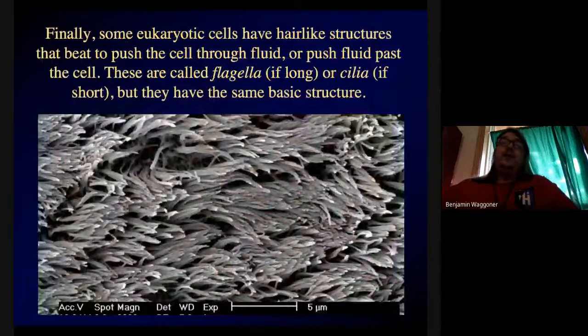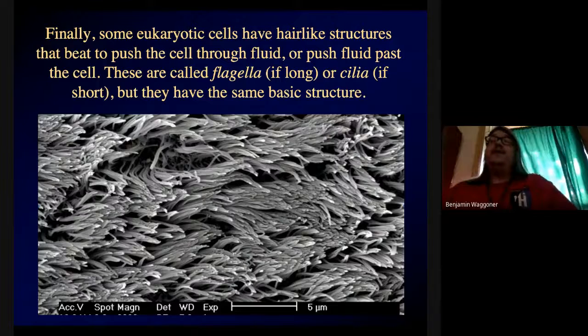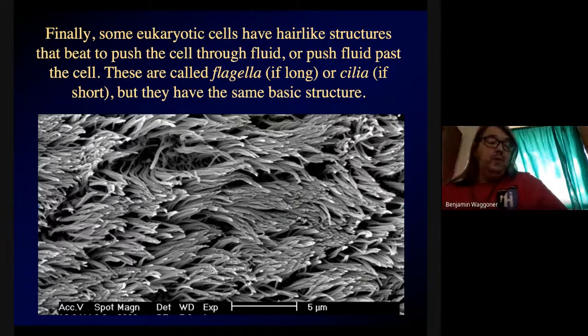Finally, there are some eukaryotic cells that have hair-like structures sticking out, and they beat, and they'll either push the cell through fluid or they'll push fluid past the cell. This is a picture taken with a scanning electron microscope of some epithelial tissue from inside your lung, and it looks like a shag carpet. Every one of those cells has a number of little hair-like things, and in life those hair-like things constantly beat. What they do is push mucus.